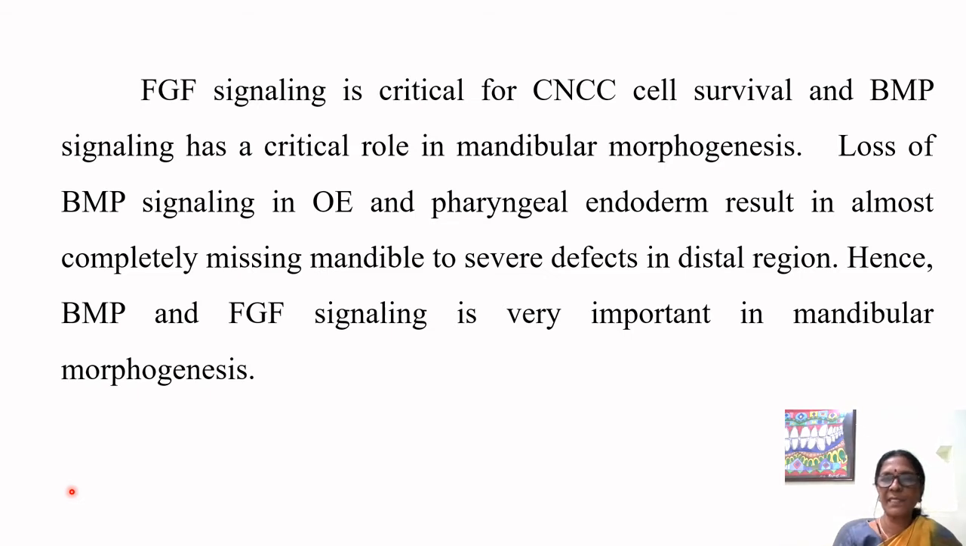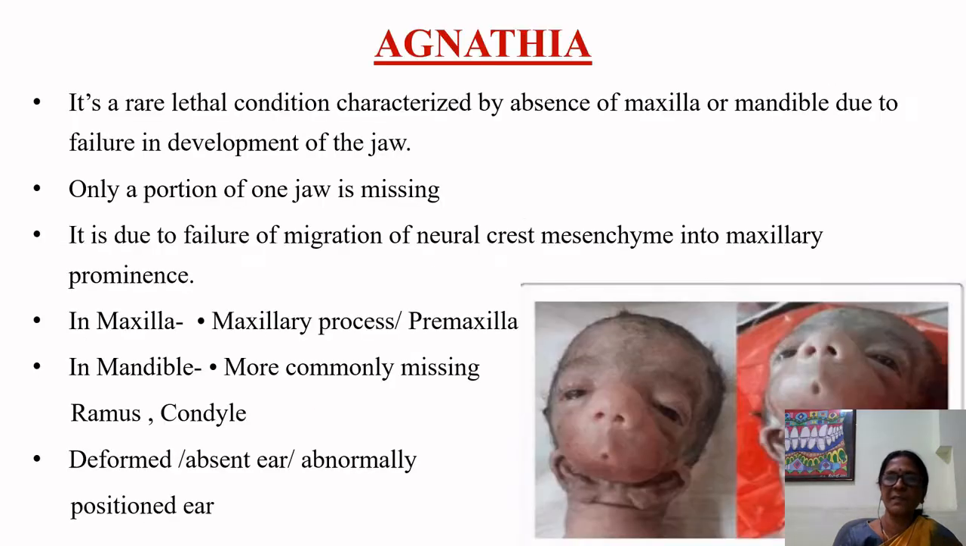The FGF signaling is critical for the cranial neural crest cell survival, and the BMP signaling also has a critical role in mandibular morphogenesis. Loss of BMP signaling in oral ectoderm and pharyngeal endoderm will result in almost completely missing mandible to severe defects in the distal region. Hence, BMP and FGF signaling are of utmost importance in mandibular morphogenesis.